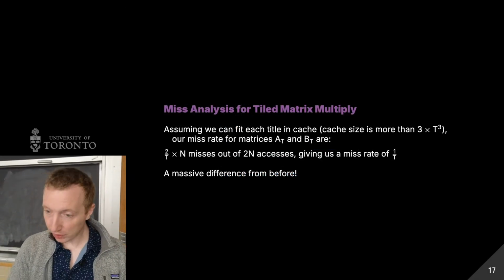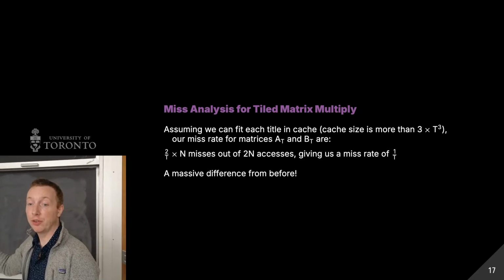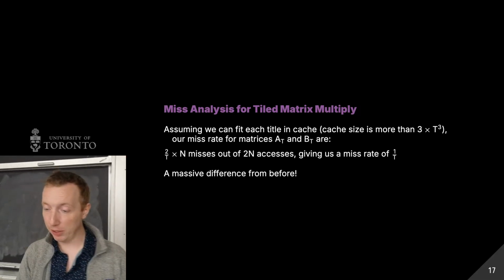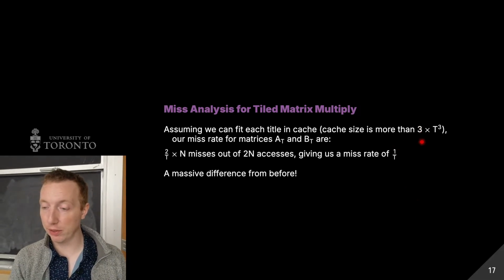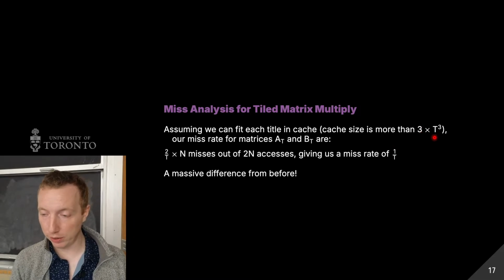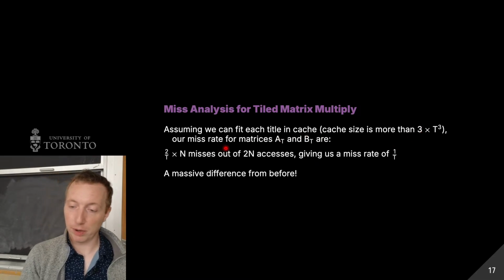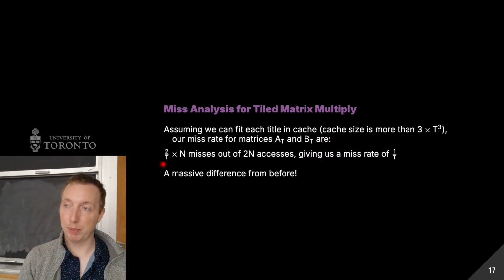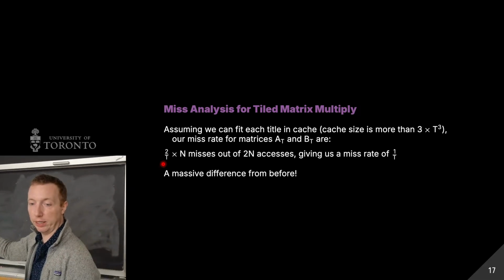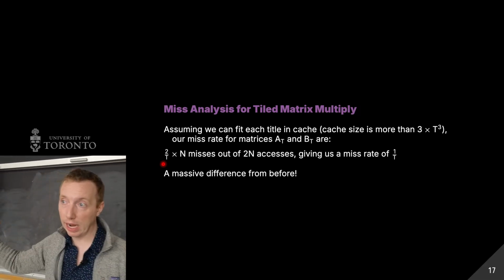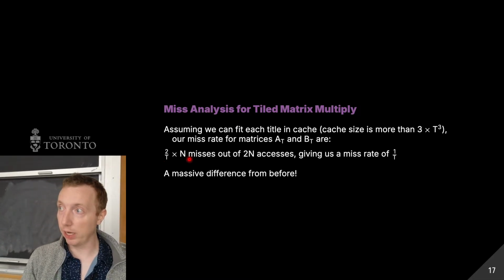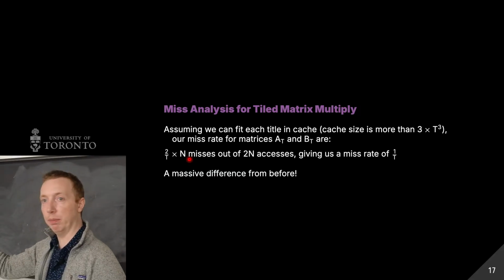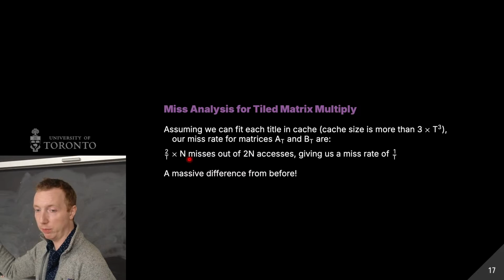So the miss analysis for the tiled one, in general, if we can assume we fit each tile into cache, that means your cache size in this case has to be bigger than 3 times t squared, sorry, not t to the 3. So your miss rate for the tiled A matrix and the tiled B matrix would just be 1 or 2 divided by t misses out of the 2n accesses. For each array, depending on your block size, the first one would be a miss, and then the other, in this case 15, were all hits.